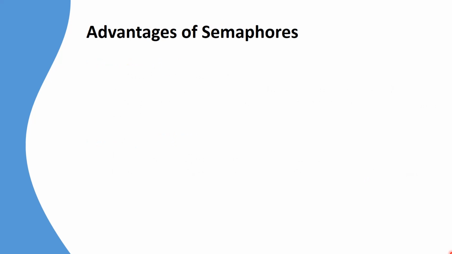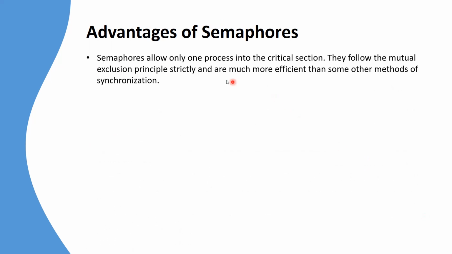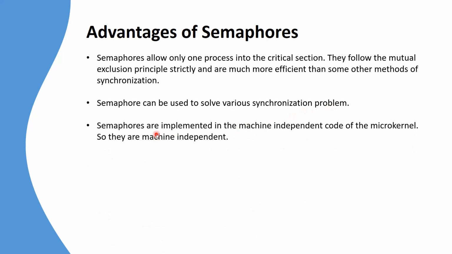Coming to the advantages of semaphore. Semaphore allows one process into the critical section. They follow the mutual exclusion principle strictly and are much more efficient than some other methods of synchronization. Semaphore can be used to solve various synchronization problems. Semaphores are implemented in machine independent code of the microkernel, so they are machine independent.